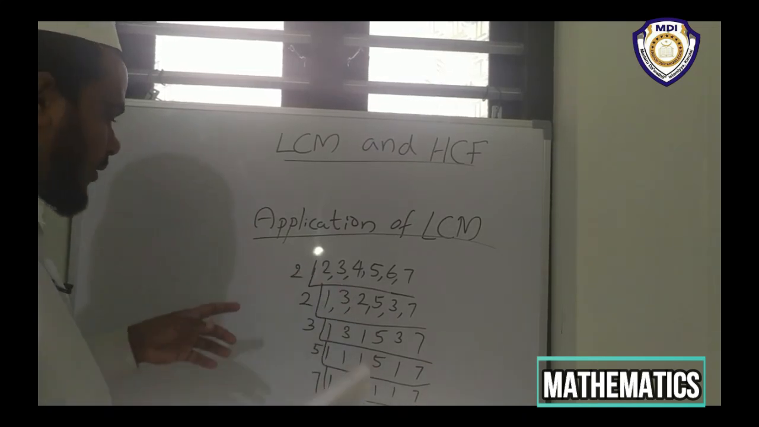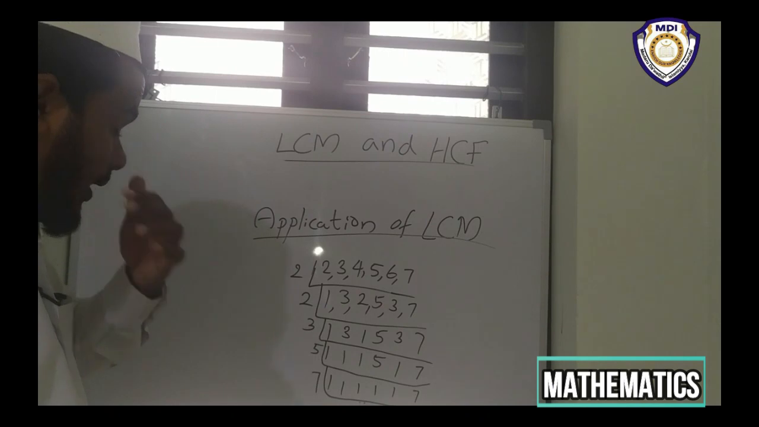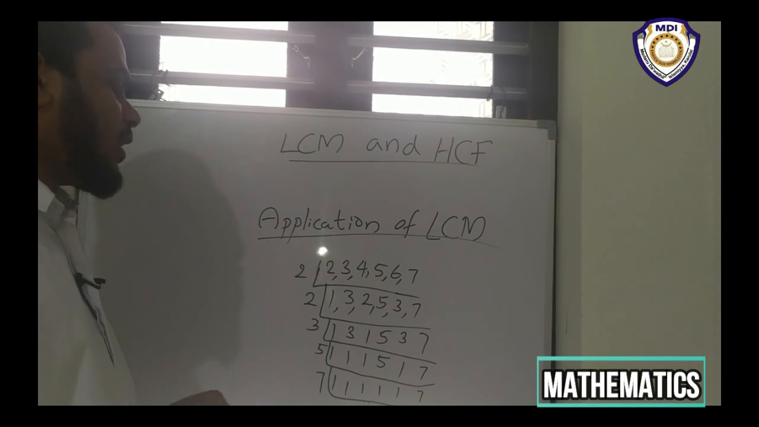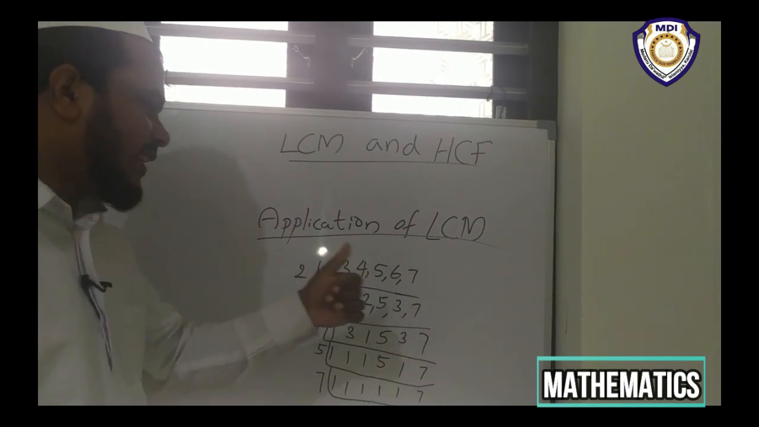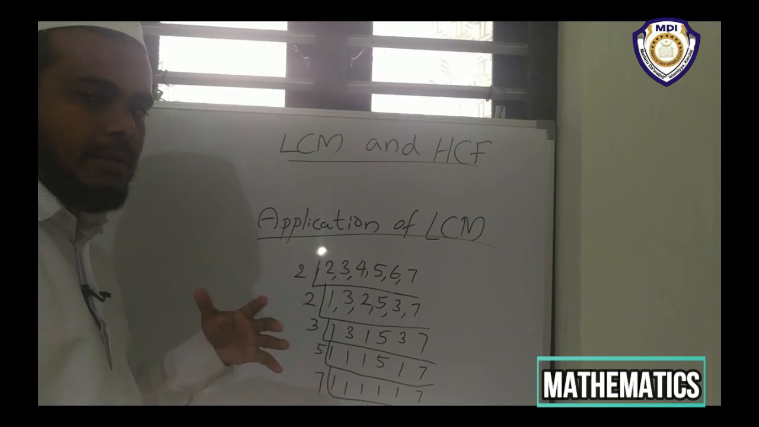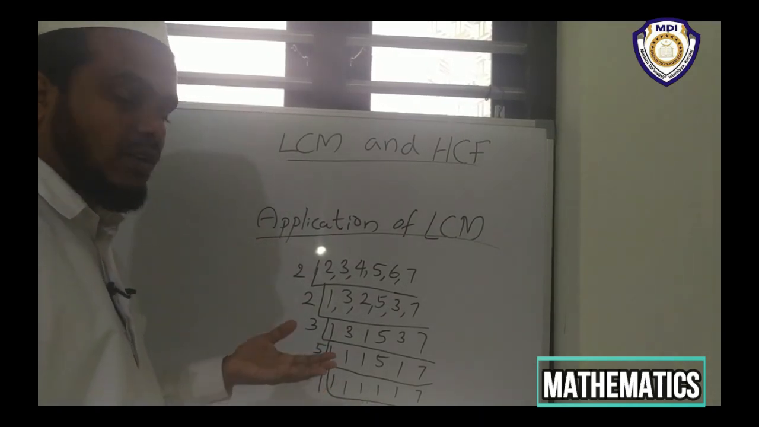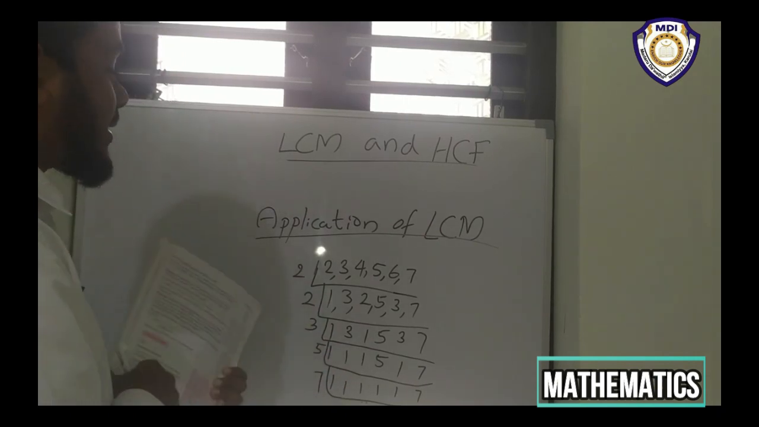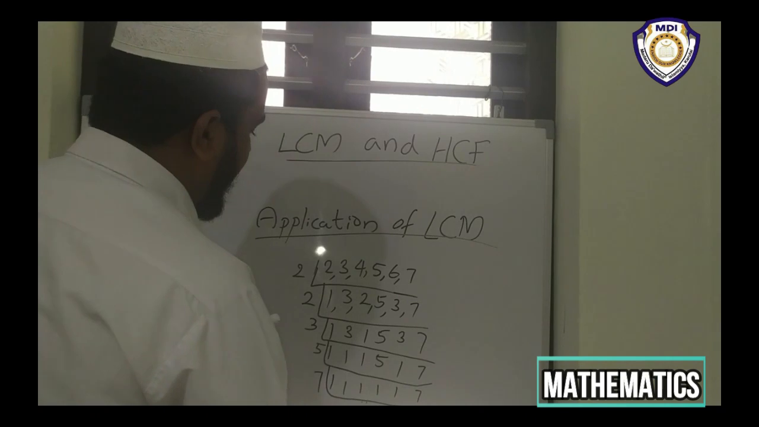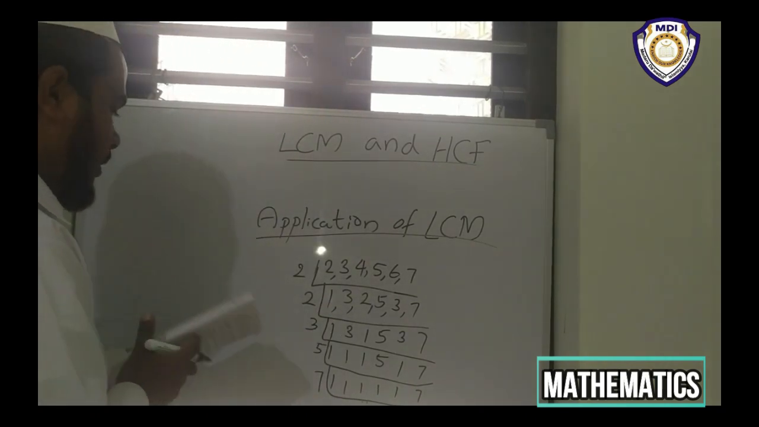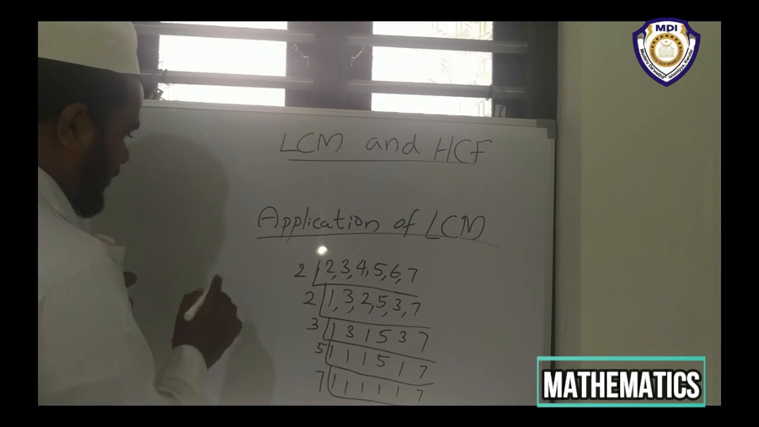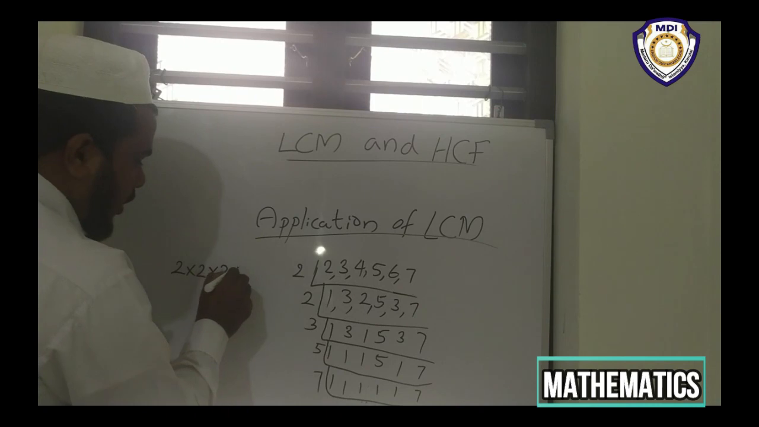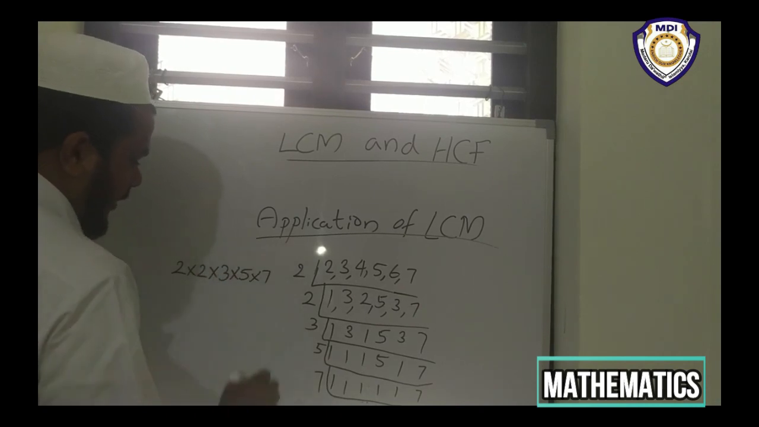Did you understand how we get this? First we take 2 and divide these numbers by 2. Some numbers are ignored because they cannot be divided exactly. After that we get this answer. Then we multiply: the LCM is 2 into 2 into 3 into 5 into 7.